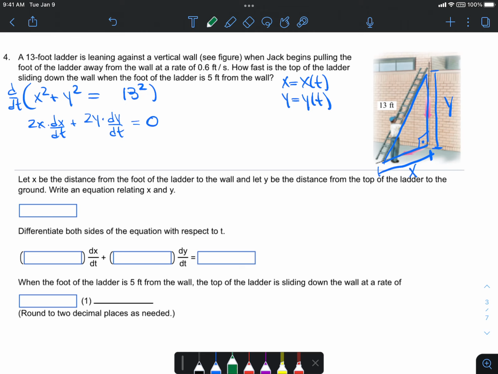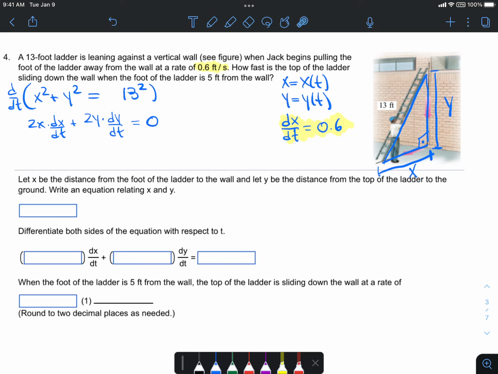The next important thing is to remember the things we are told. So we are first of all told that Jack is pulling the foot of the ladder away at a rate of 0.6 feet per second. So that means x is increasing at a 0.6 rate. So this means dx/dt is 0.6. So this comes from this.